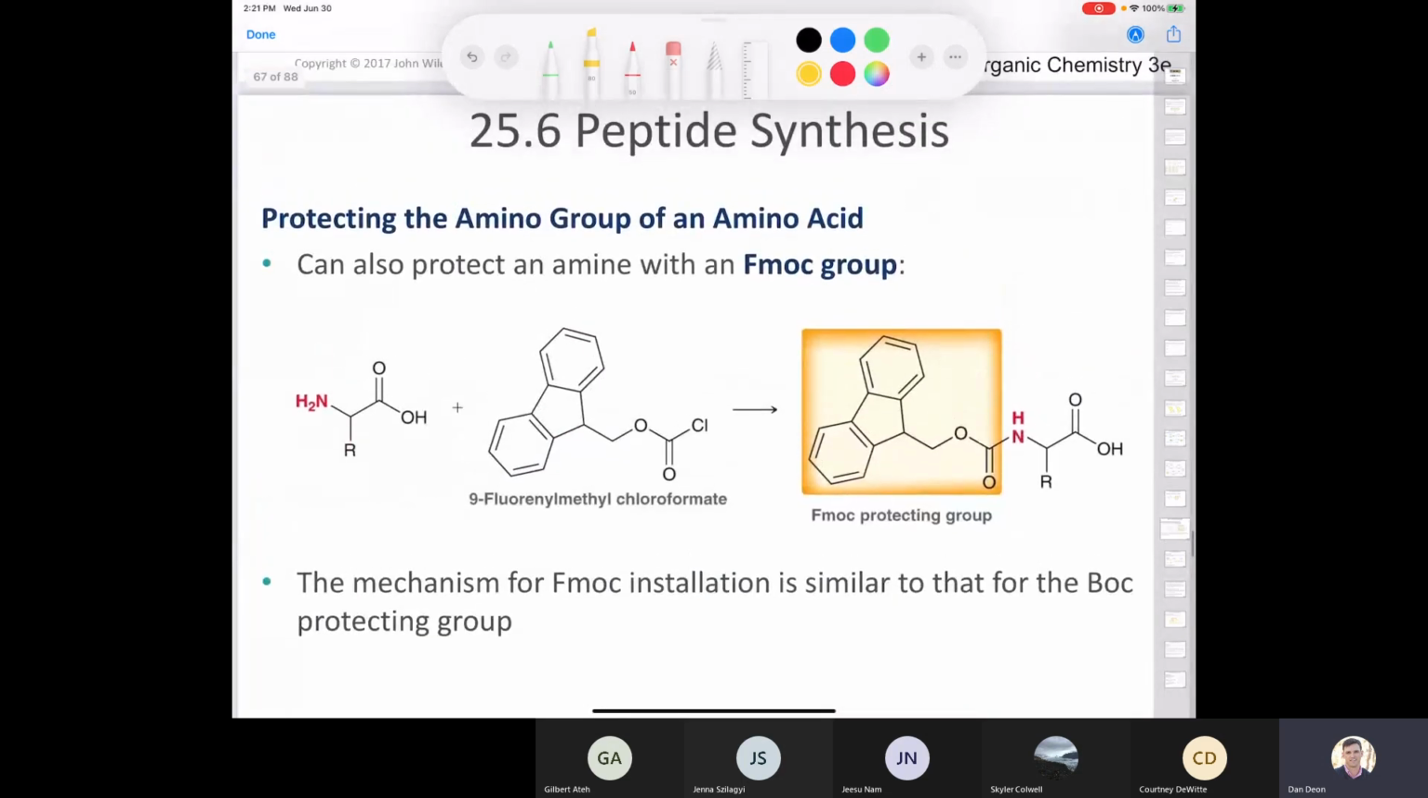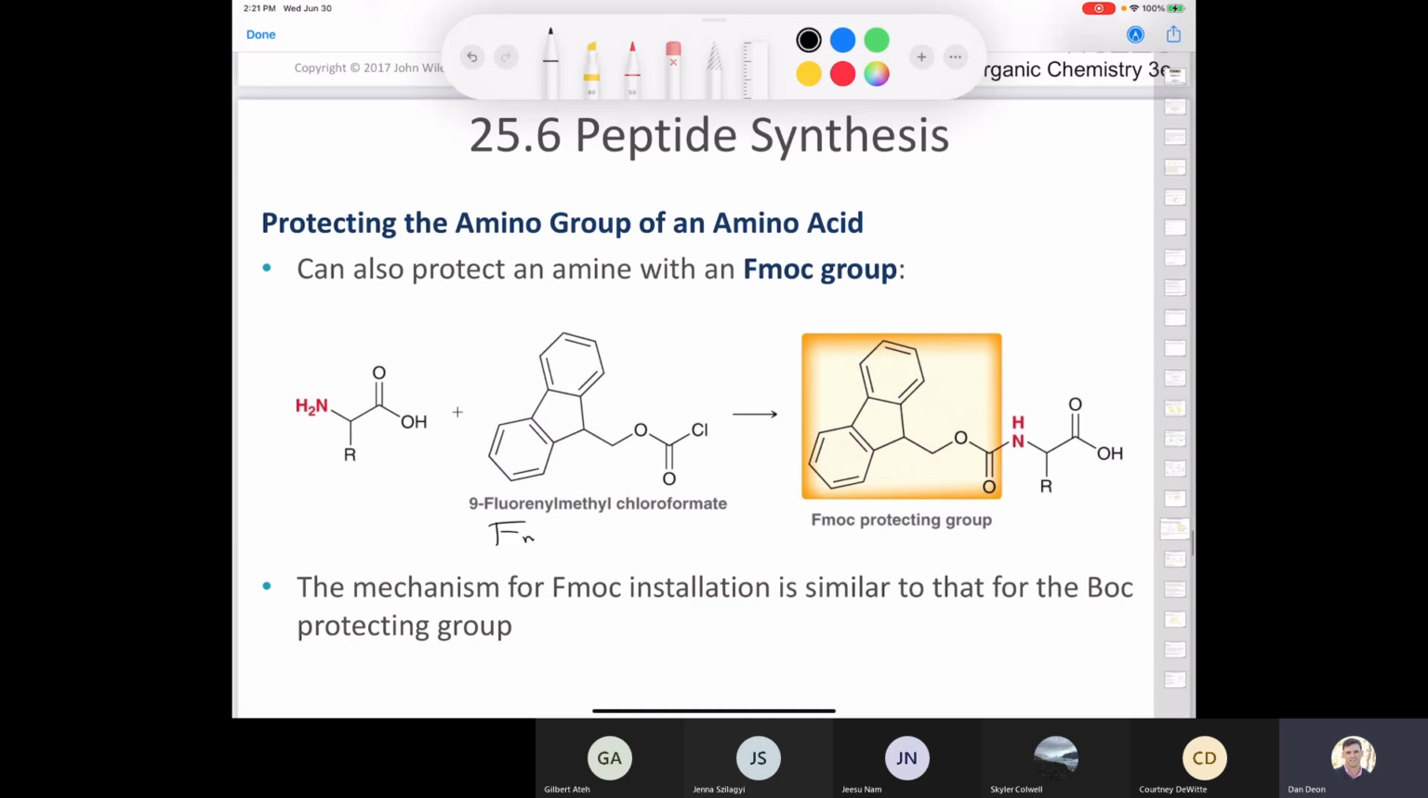But another way that's really popular is to use this molecule here, which is 9-fluorenylmethyl chloroformate. It's a mouthful, but we just call that Fmoc chloride, and that puts on an Fmoc protecting group. So you react the amine with Fmoc chloride, which is 9-fluorenylmethyl chloroformate, and you install that Fmoc protecting group. You can see that it's really big, isn't it?